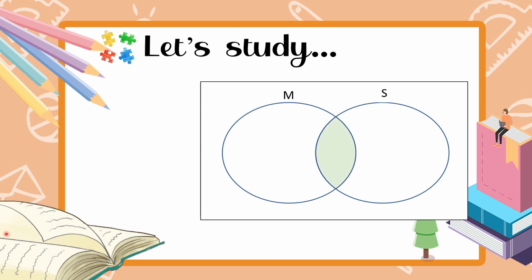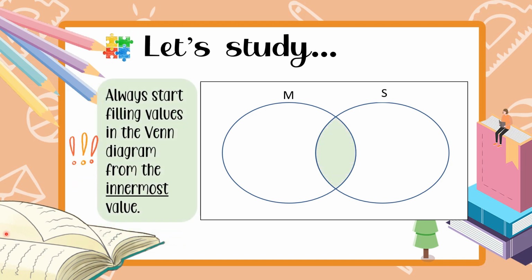Now, always remember that we have to start filling values in the Venn diagram from the innermost value, yung pinaka-loob. So, in this case, itong intersection. So, ilan nga ba yung kasama sa both math and science? We have 40. Very good.